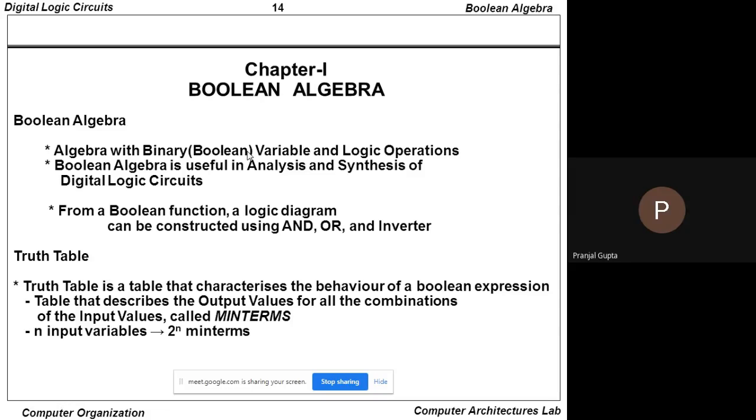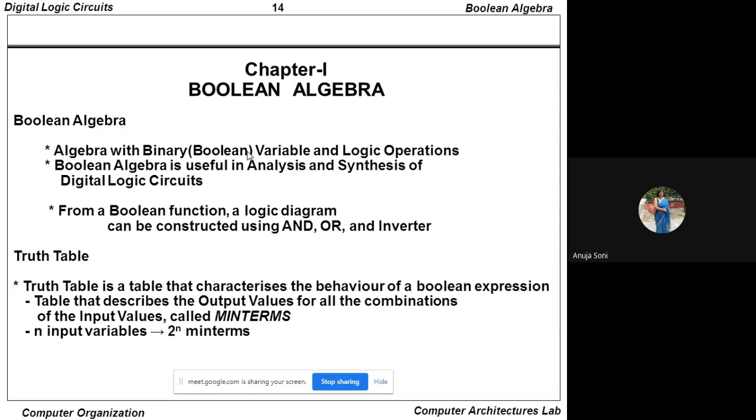Ma'am, the voice is not clear. Voice is not clear? Yes? To others, is the voice clear or not? Yes, clear. Ma'am, it's clear. Okay, beta.